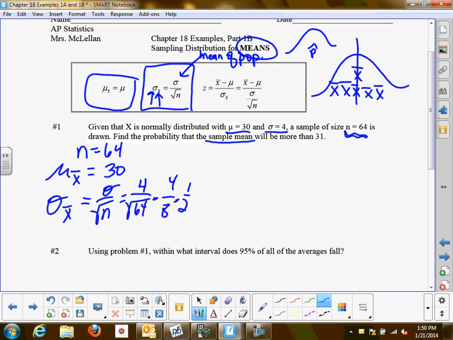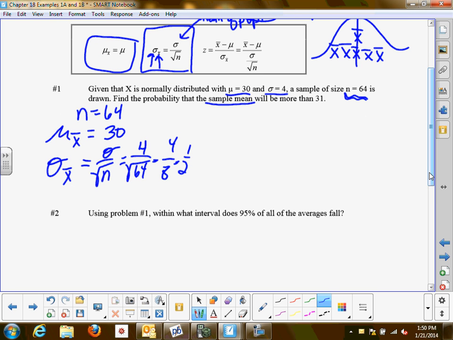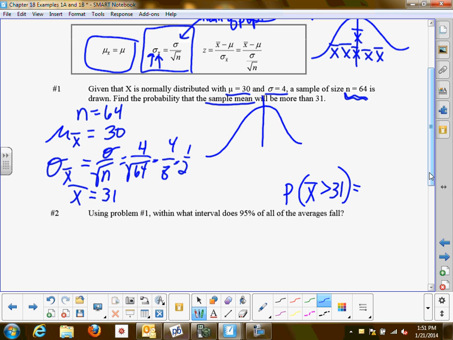Now, let's look at the question. Find the probability that the sample mean, that's how you notate your sample mean, is greater than 31. That's the question we are answering. So, keep in mind, we have these means in here. They'll be mostly around 30.